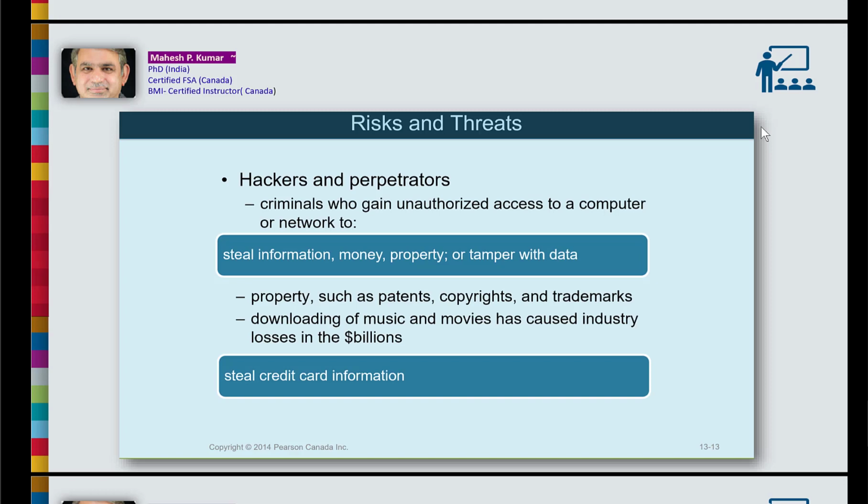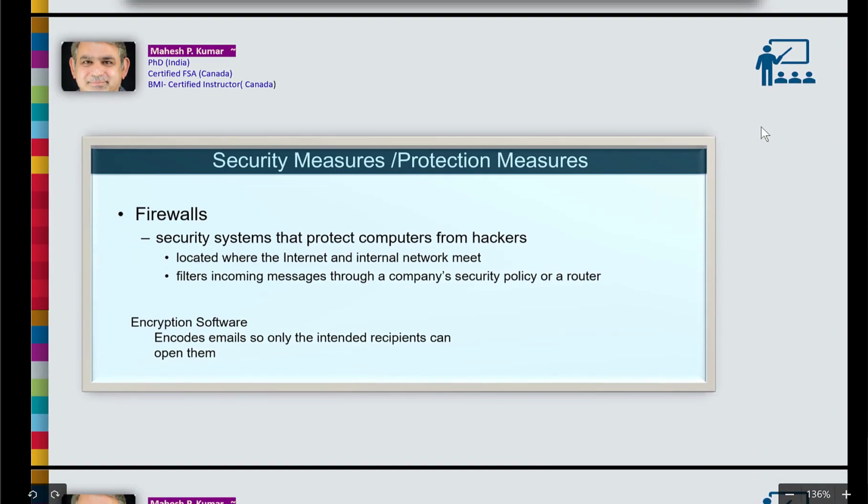Because things are important, you don't want any kind of unauthorized access to important information like credit card information. If these are stored in your databases, you don't want somebody with malicious intention to get unauthorized access to important information, or somebody to steal your copyrighted information, like downloading your music or movies in an unauthorized way without payment. So in order to protect your data and your intellectual property, you need to take some security measures and protection measures.